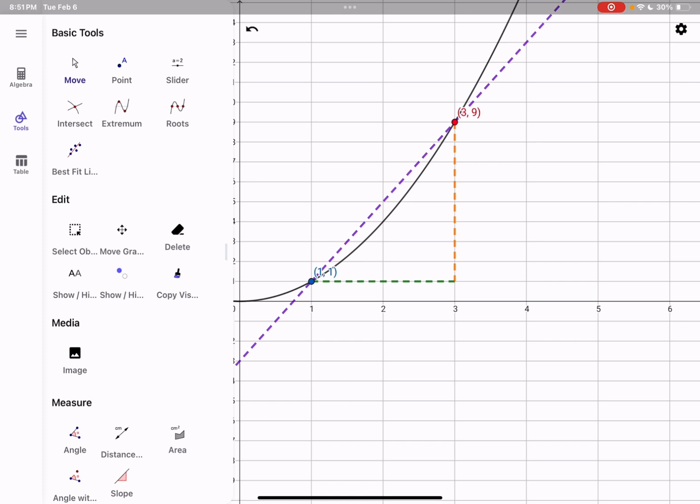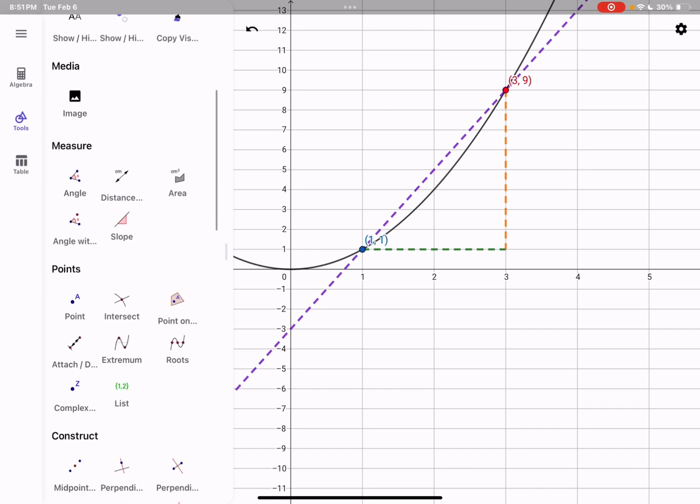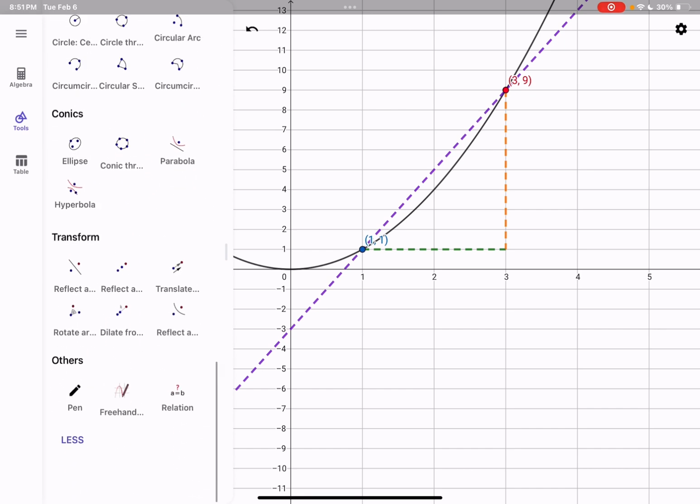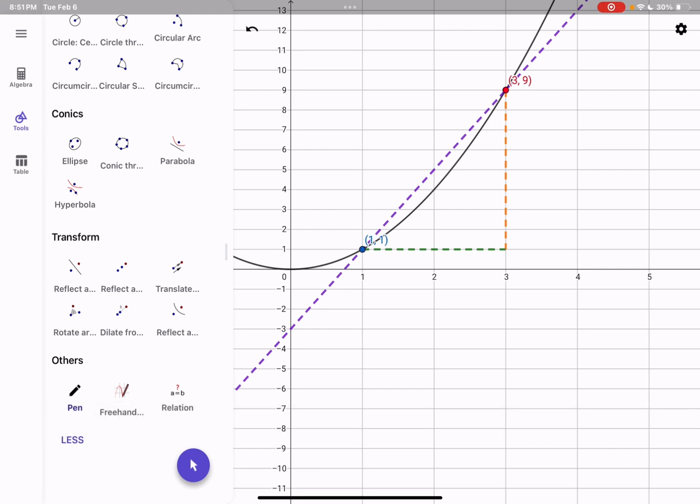Okay, so I have this graph and I have the secant line, and the 2 points I'm choosing here are (1, 1) and (3, 9), right? Just to show you what I meant earlier, we can apply the formula of slope, right? So slope m is equal to y2 minus y1, so 9 minus 1, over x2 minus x1, so 3 minus 1, and that's equal to 8 over 2, which is equal to 4. So that right there is the slope of the secant line, right?